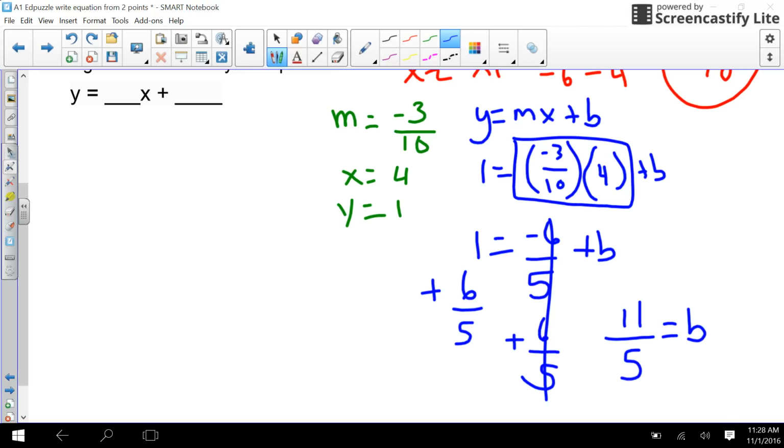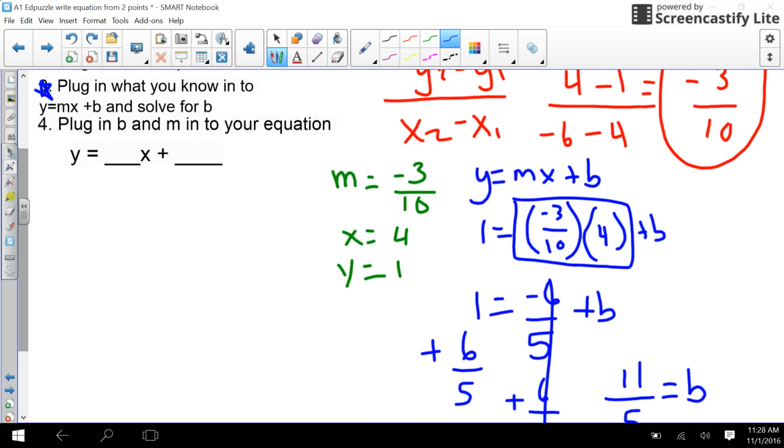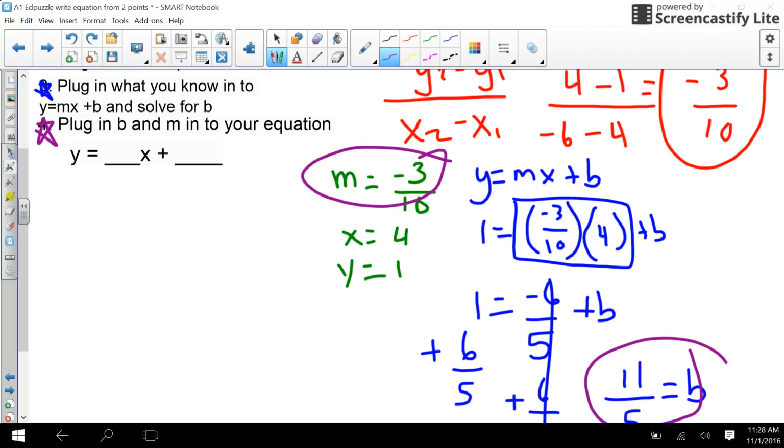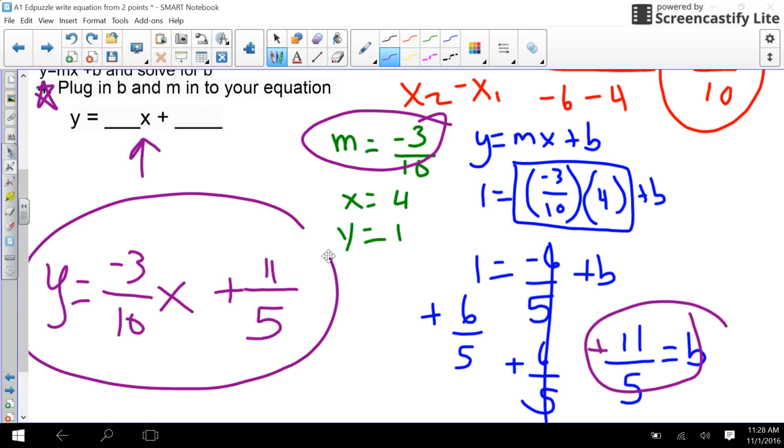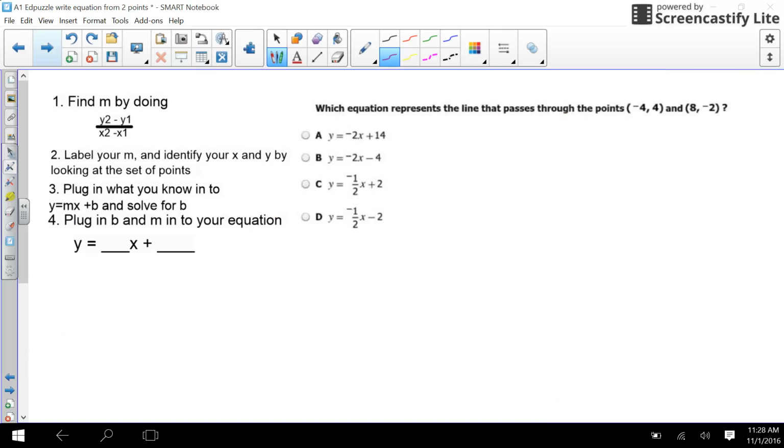Okay, the next thing I need to do is step 4. Plug in b and m into your equation. Here's my m, and here's my b. So it's going to look like y equals negative 3 over 10 x, because I can't forget that, all right? And because this is a positive 11 over 5, I'm going to say plus 11 over 5. And there's our answer. All right, this is the last one.